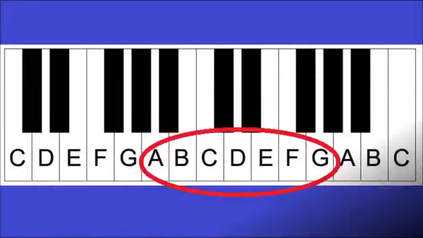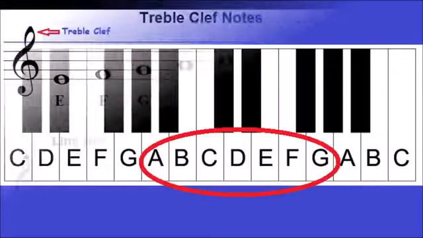Notes are based on the first 7 letters of the alphabet. A, B, C, D, E, F, and G. This is known as the musical alphabet. When you get to G, you go back to the beginning of the alphabet. In other words, after G, you go back to A and not H.